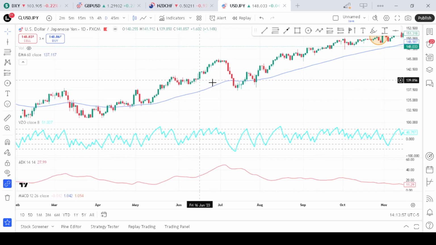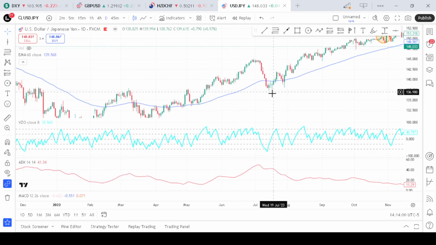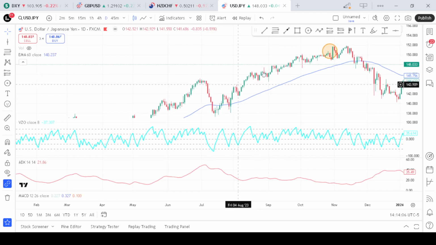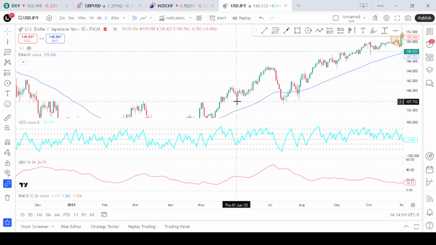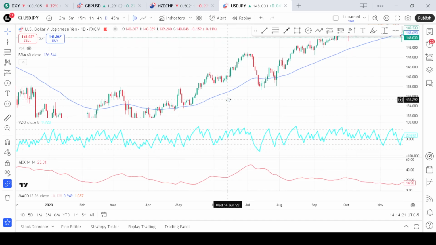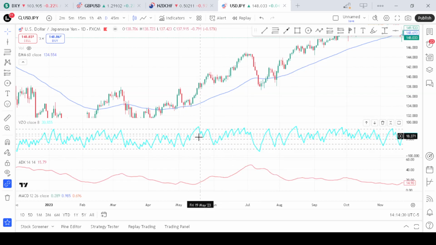First of all, to look for a buy signal, price has to be above the 60 period exponential moving average, and the VZO crosses above -40 or above 0, which indicates bullish momentum. You spot on the VZO that at that area price is above 0 or above -40. This indicates we are in a good place to look for buying opportunities.